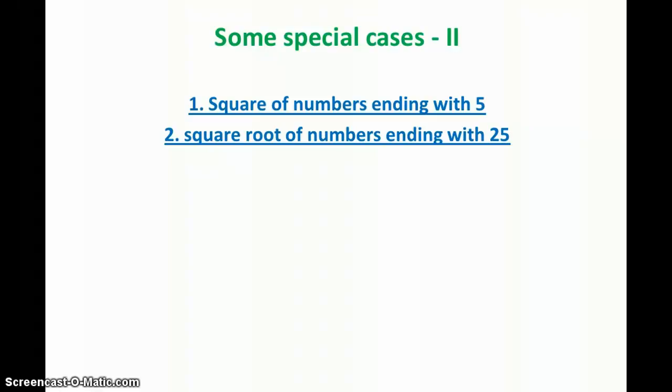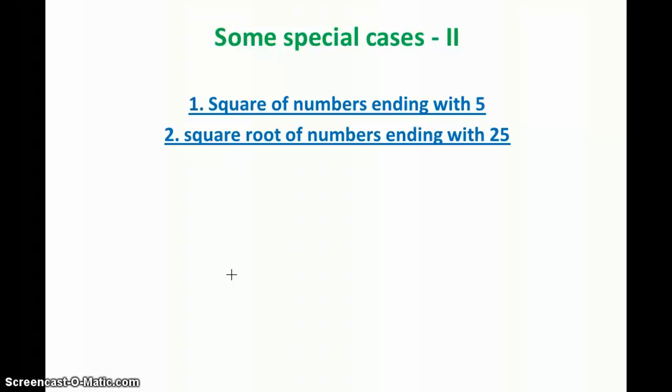Hello everyone. Last time we discussed one of the special cases. So this is the next special case. Using this, we can find the square of a number ending with 5, or the square root of a number ending with 25. So we'll just check that out. First thing is the square of a number ending with 5.